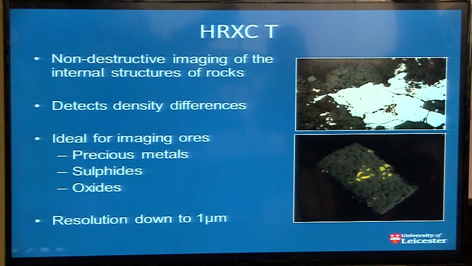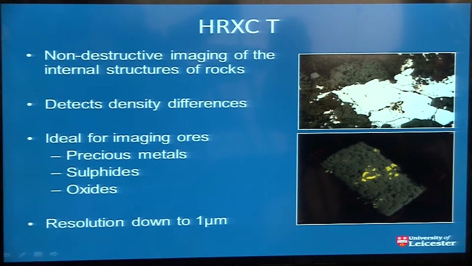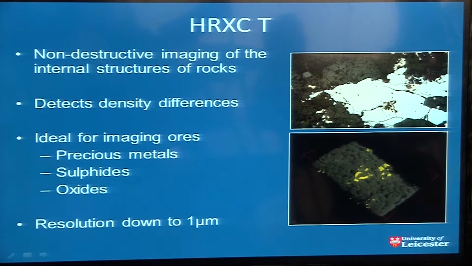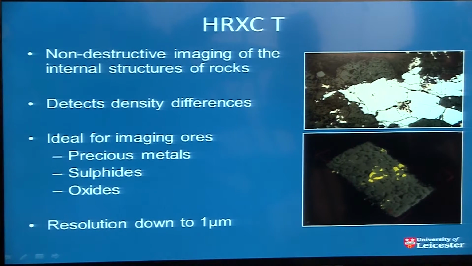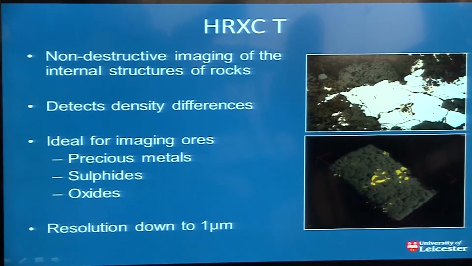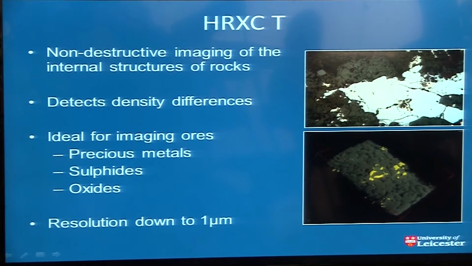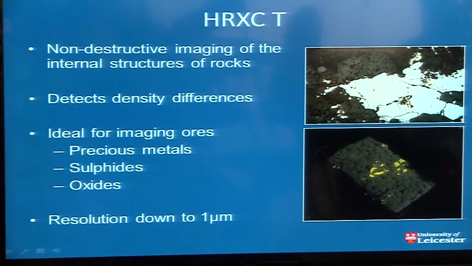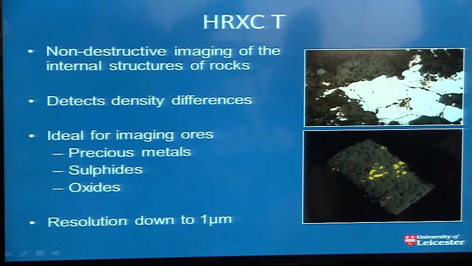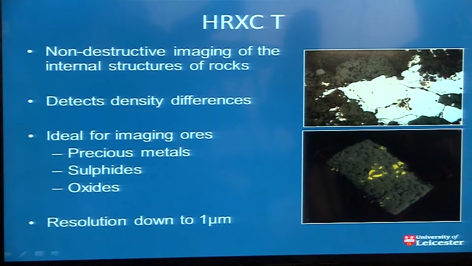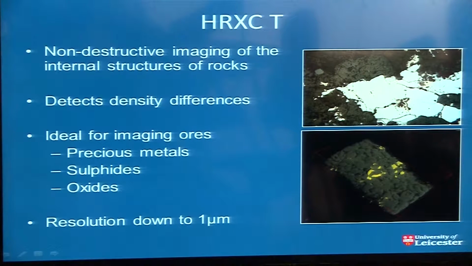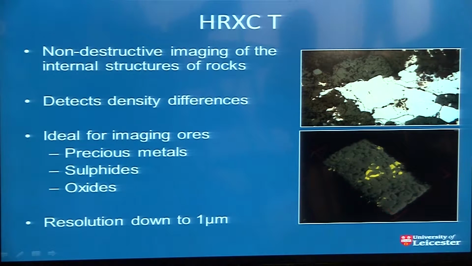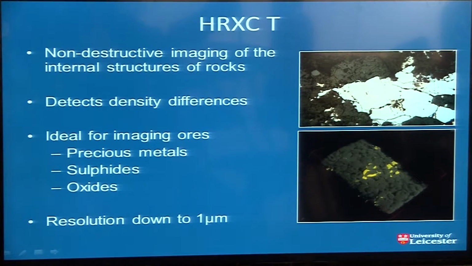Okay, so what is HRXCT? It is a totally non-destructive technique for imaging the internal structure of rocks. And it works by detecting differences in density. And because of that, it's ideal for imaging ores, because we tend to have precious metals, sulfides, oxides, in low-density materials like carbonates, silicates, etc. So there's a nice density contrast in these rocks, which means that this technique works very well. And we can get resolutions down to around about a micron.